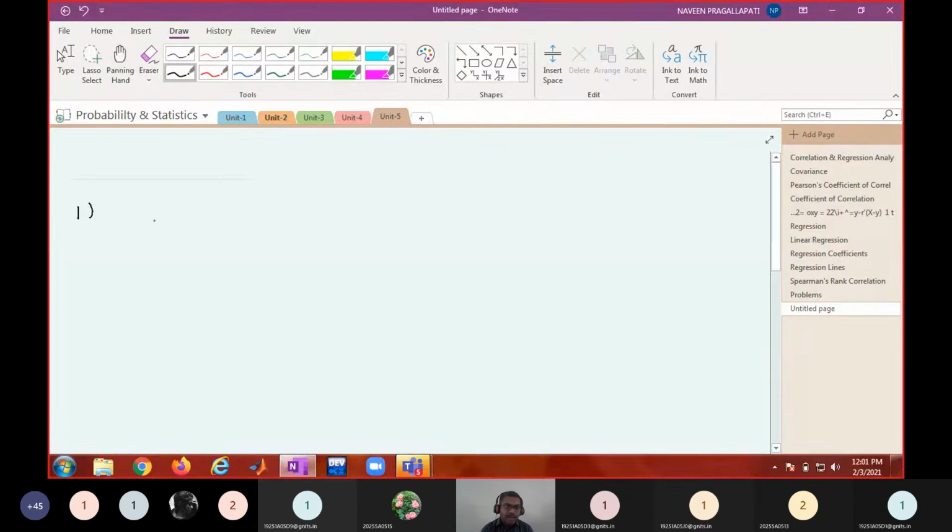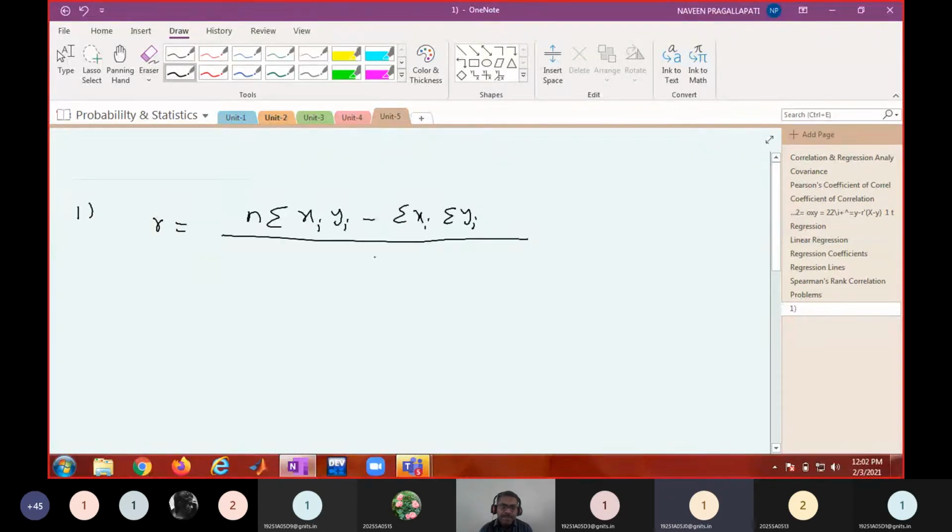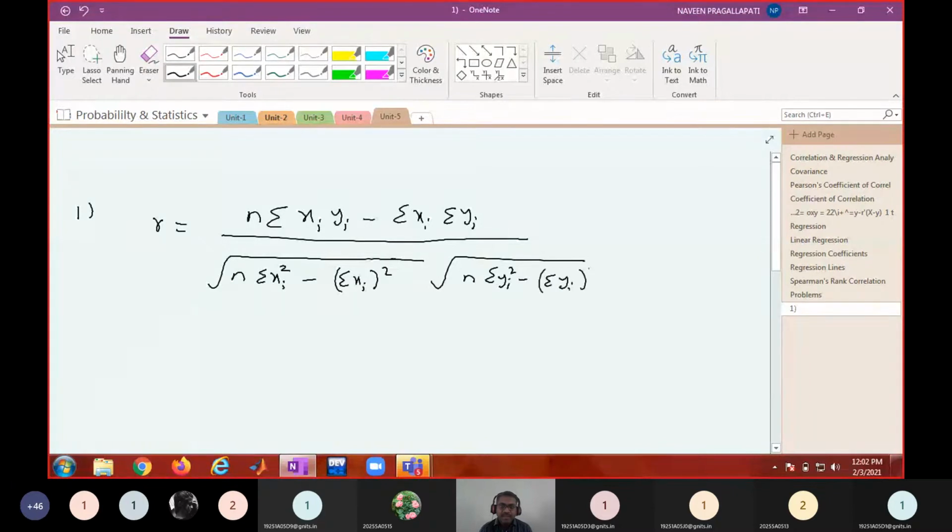In the first problem, please tell me the formula first. r equal to n into sigma xi yi minus sigma xi into sigma yi, divided by square root of n into sigma xi square minus sigma xi whole square, into square root of n into sigma yi square minus sigma yi whole square. So this is what we want to do.